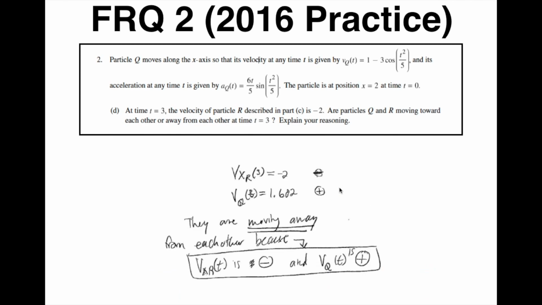Finally, student C makes the same mistake as student B, compares the two velocities, notices that the particles are going in opposite directions, and concludes that they are moving away from each other. So 0 points. That's it for this second FRQ about particle motion.